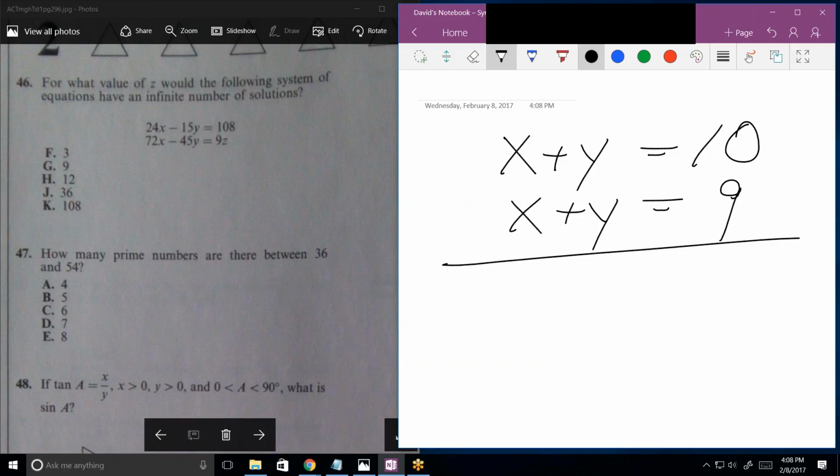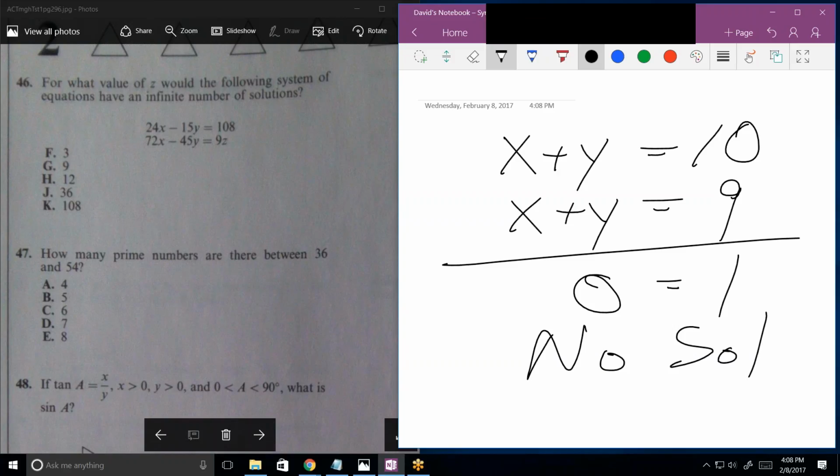Now try to solve it. You've got two different equations for sure. I guess you could subtract them, which gives you 0 equals 1, and that's no solution. In other words, whenever you get one number equals a different number, that's impossible. That means no solution.